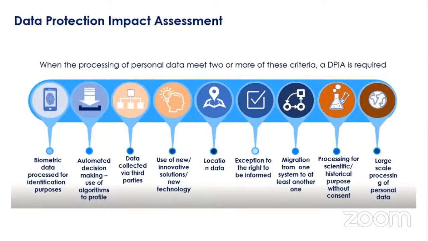So you can see a great number of things, including, for example, data collected by third parties, the use of new innovative solutions and new technology, location data, exceptions to the right to be informed, and migration from one system to another. Those are basically what you need to be able to have there.